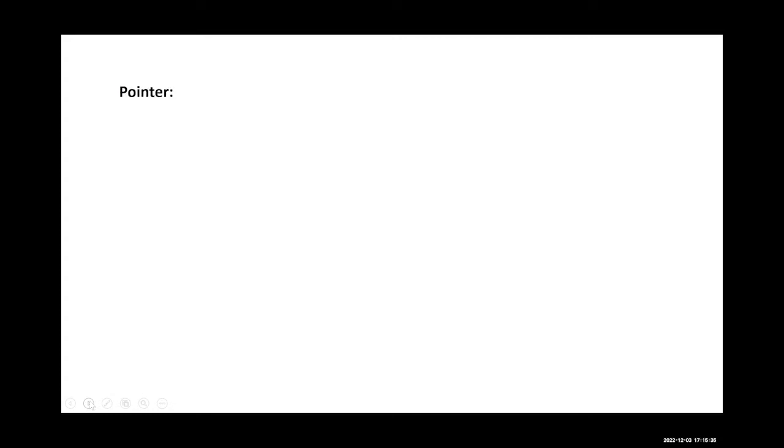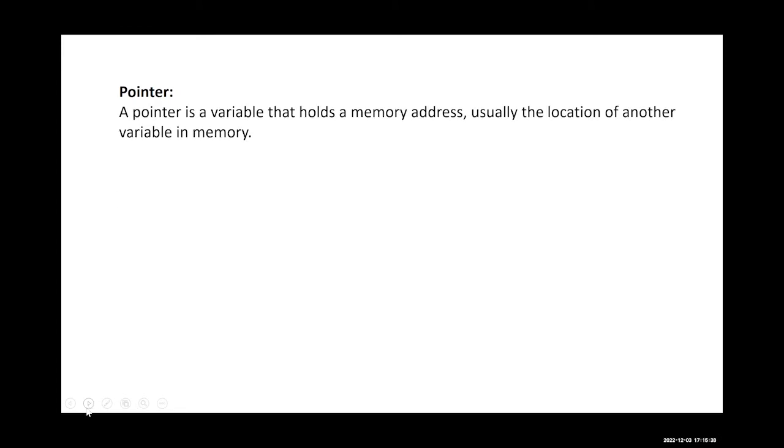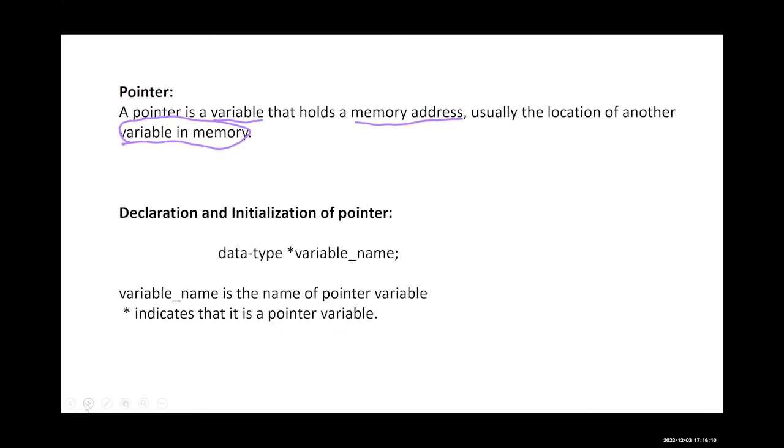Now let us see what a pointer is. A pointer is a variable that holds the memory address, usually the location of another variable in the memory. This is a very important definition, students. What is the meaning of that? A pointer is a variable. Remember, it is a variable, but the only difference is that it holds the memory address, usually the location of another variable in the memory. That is how it is different from other variables. So how am I going to declare it? In the declaration part, this is the syntax: I'm going to have the data type, right?